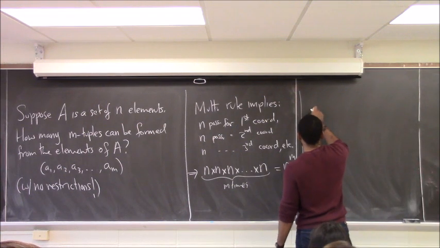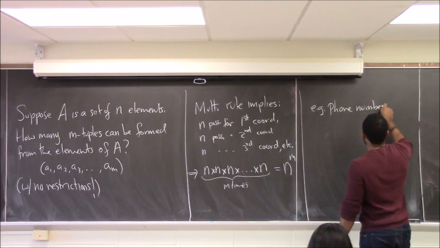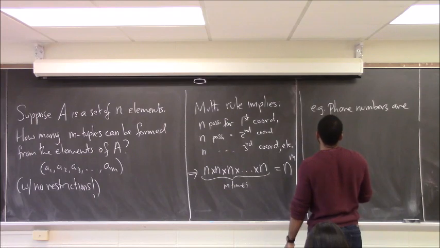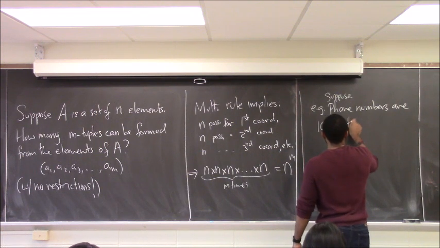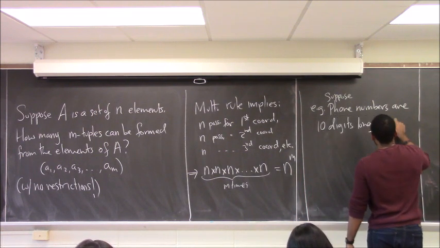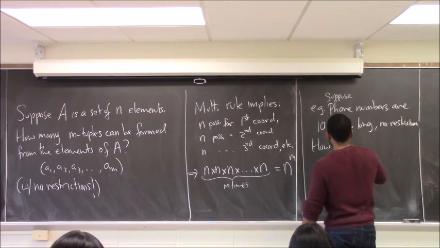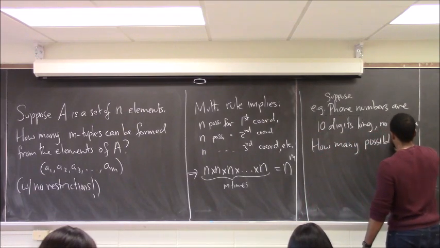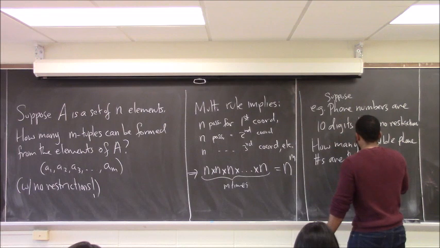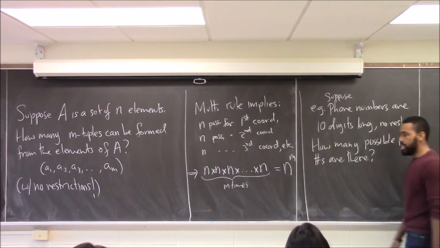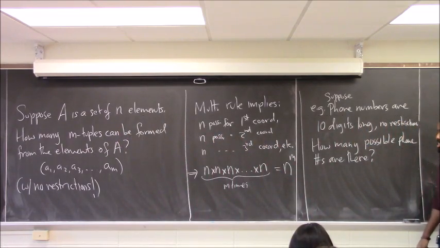So for example, let's suppose phone numbers are 10 digits long. No restriction. How many possible phone numbers are there? If your phone number is just a string of 10 digits, pretend there's no restriction on the digits that can be chosen, how many possible lists of digits could you create?